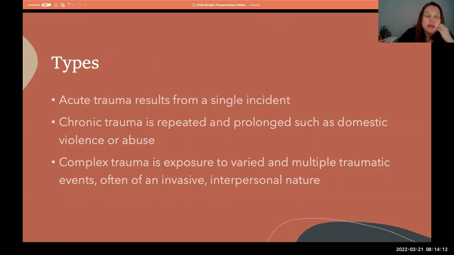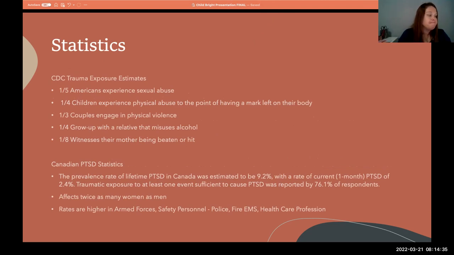So the three types of trauma quickly are acute trauma, which results from a single incident; chronic trauma, which is repeated and prolonged, such as domestic violence or abuse; and complex trauma, which is exposure to varied and multiple traumatic events, often of an invasive and interpersonal nature. So some mix of chronic and acute.